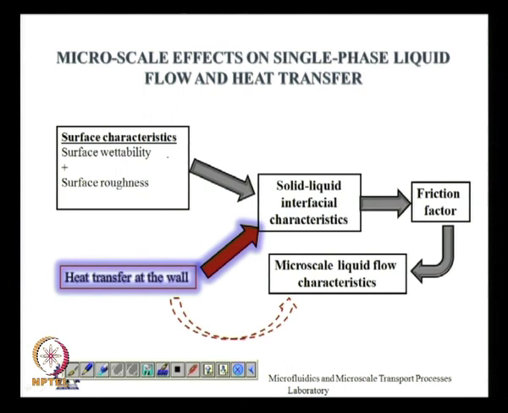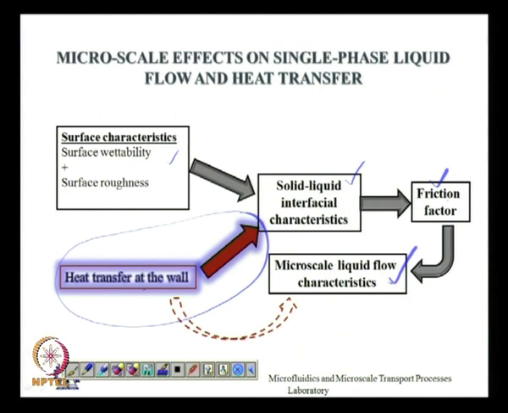We know that if we change the surface characteristics, they change the solid liquid interfacial characteristics, which in turn changes friction factor, the pressure drop changes, and that changes the liquid flow characteristics. This is, if you forget about this part, the red part, the normal procedure of what you have studied so far in fluid mechanics. Change the surface, change that so called epsilon in the Moody diagram, change your friction factor, find out what is the pressure drop, and you get a different value of pressure drop.